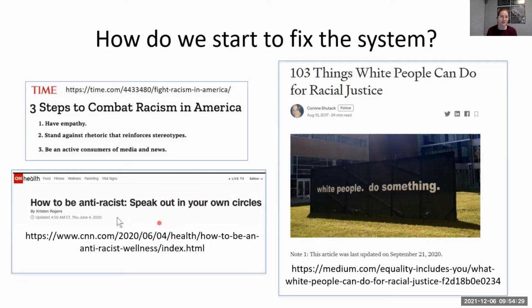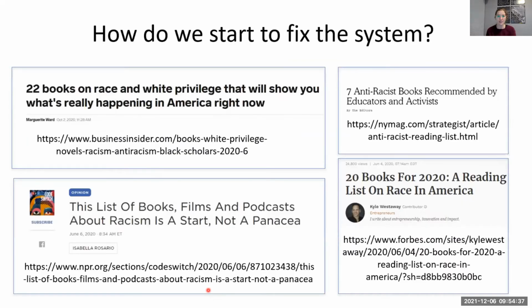We also have how to be anti-racist and how to speak out in your own circles from CNN. So 2 good resources. And then the way I learn is by reading. So I have a bunch of book lists for you. So here are 22 books on race and white privilege. We have 7 anti-racist books. We have 20 books for 2020. And then if you're not a big book reader, which I know, especially during the term, you might be too busy to read on your own, I also have films and podcasts that you can be checking out.